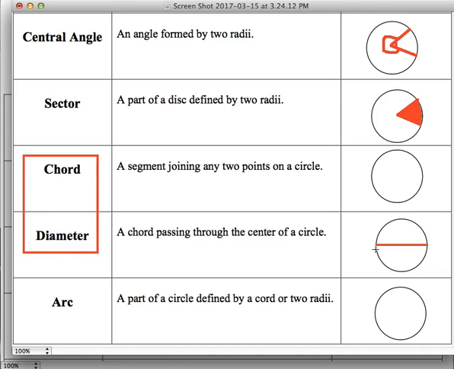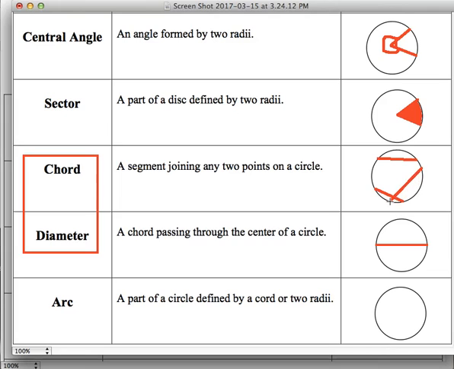So here, this thing here fits the definition of a diameter because it passes through the center of a circle. It's a line segment connecting one side to the other. But it also fits the definition of a chord. It's a segment joining any 2 points on the circle, this point and this point. See, like here, I can have chords that are not diameters, right? Like these things are chords. They're fine. There's nothing wrong with them.